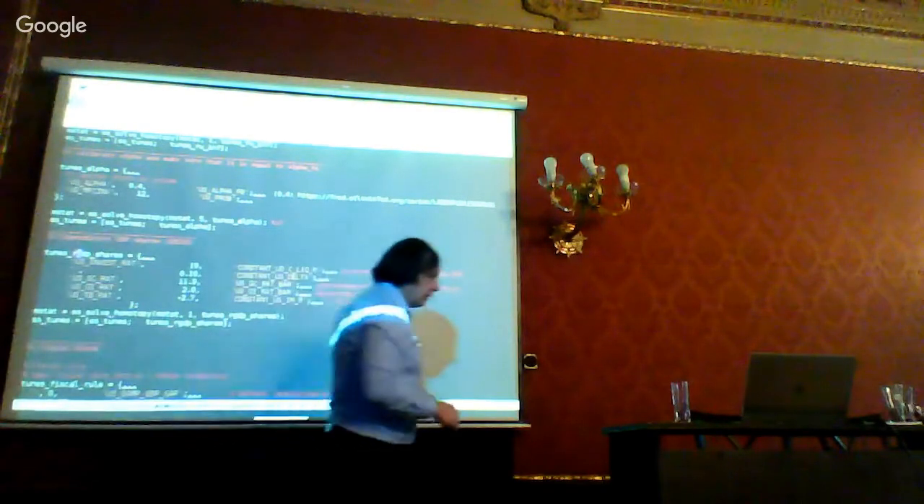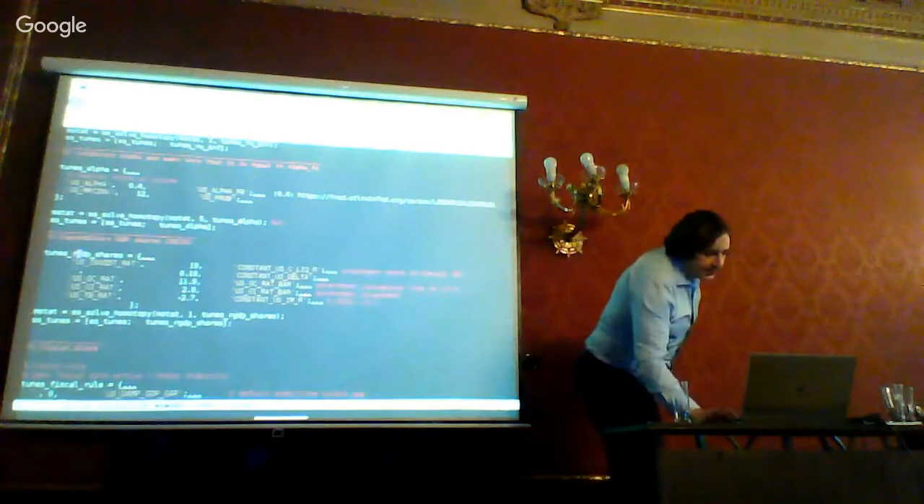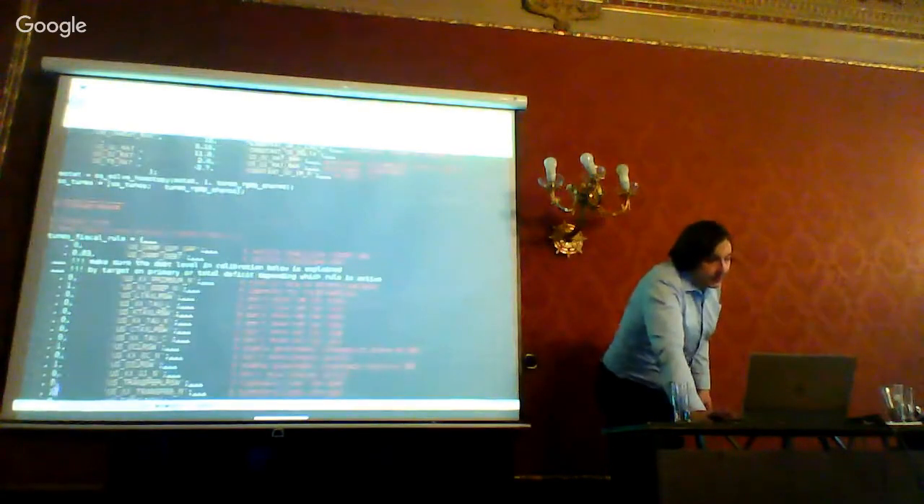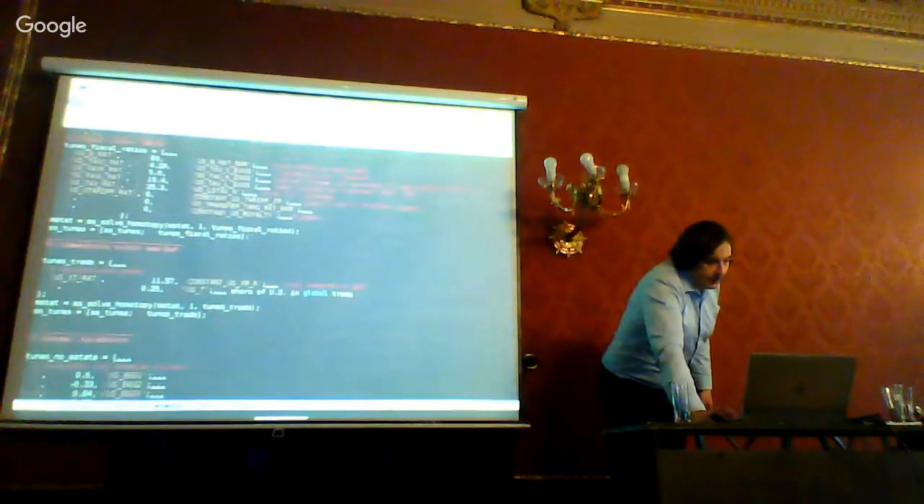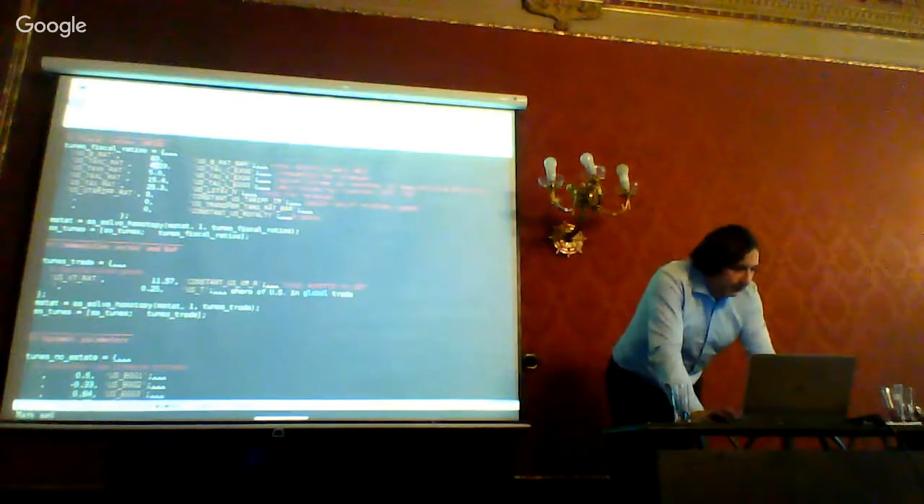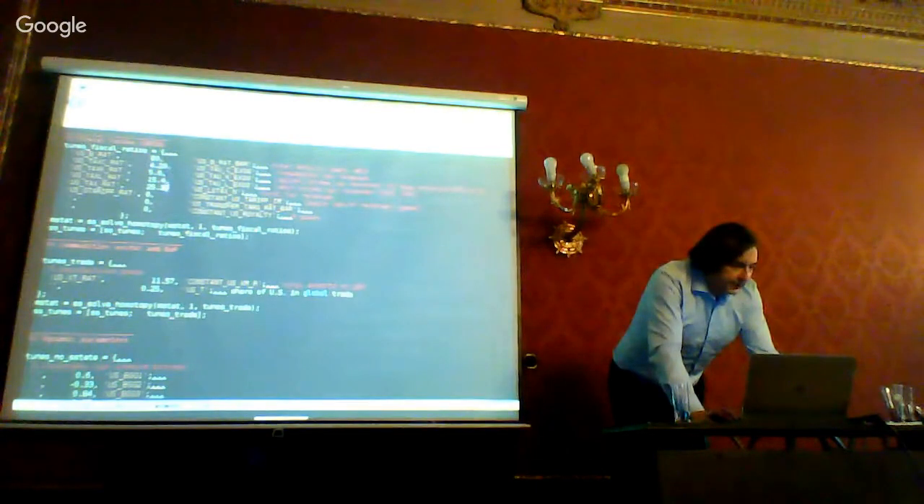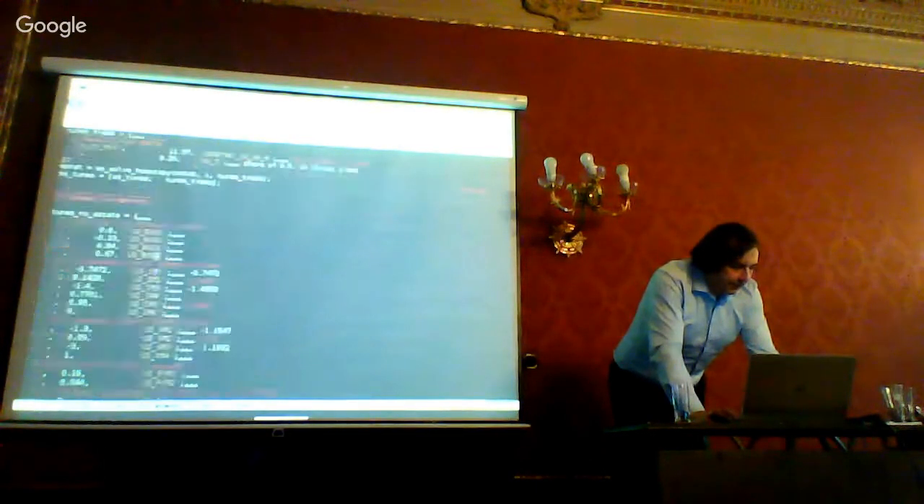Okay, so this is the solution of the steady state, or calibration of the steady state. We are calibrating the debt to GDP ratio, for example, to 80%. We are calibrating here the tax revenues and so on, okay?